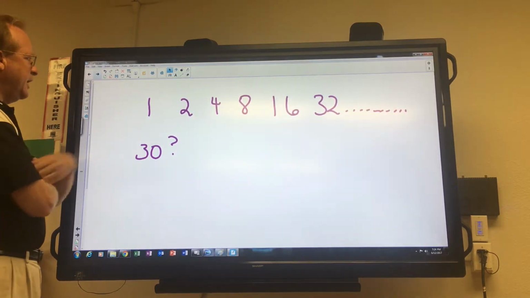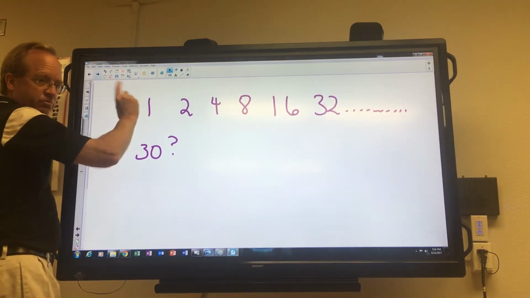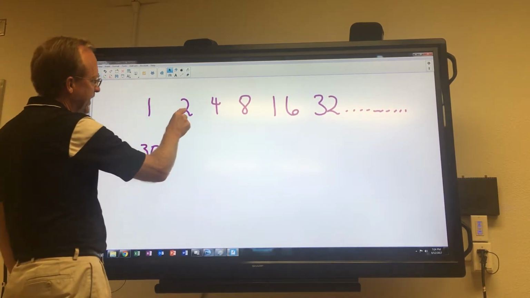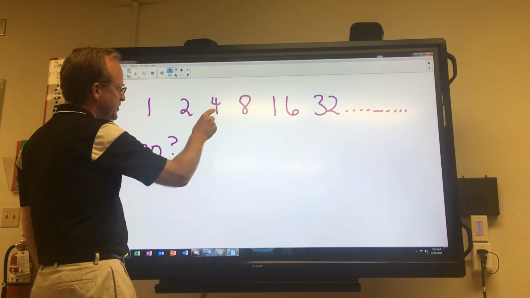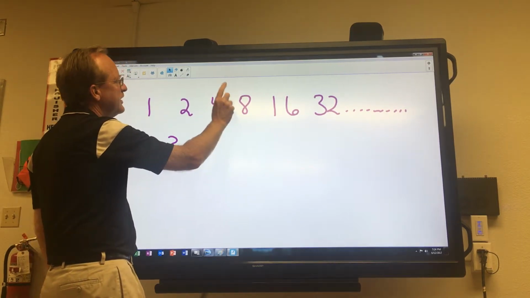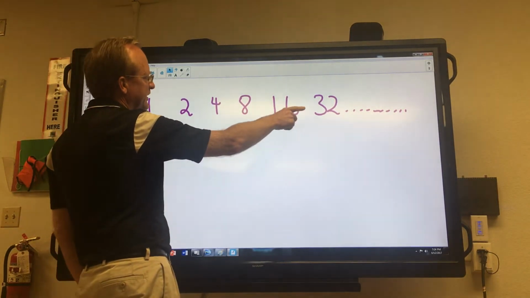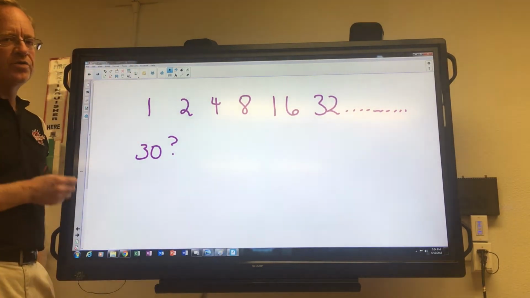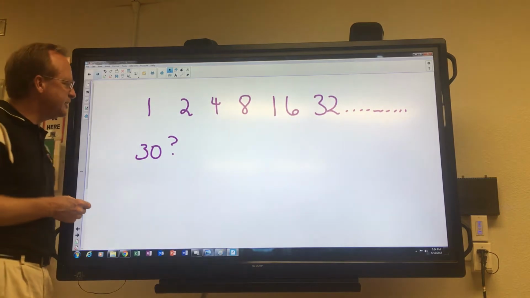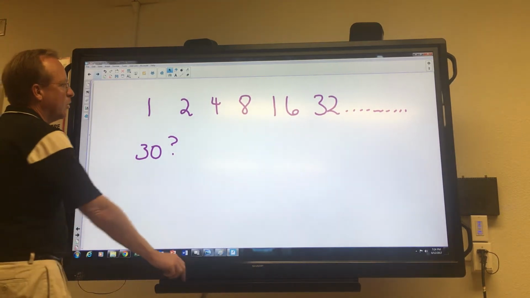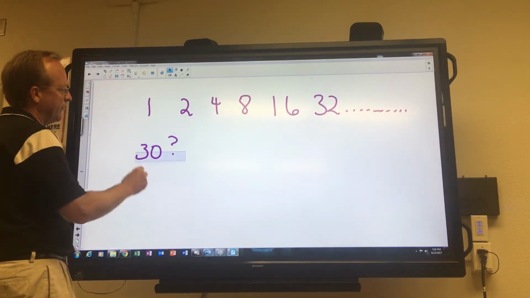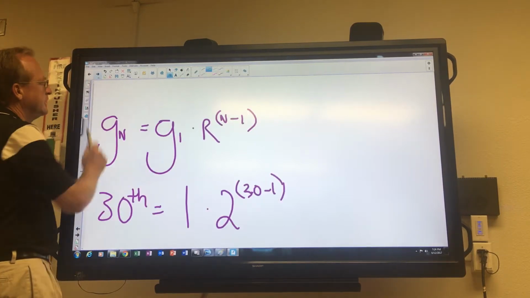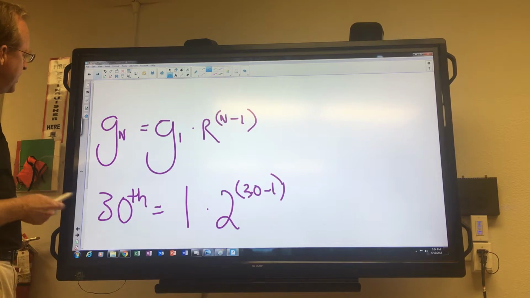Now, the way that cell division would work, just like your problem, was for one cell divides, you got 2 cells, those 2 cells divide, you got 4 cells, 8 cells, 16, 32, etc. Okay? So every time we're multiplying by 2, our common ratio is 2. So my question is, what would be the 30th term? Well, let's see if we can put it into our formula.